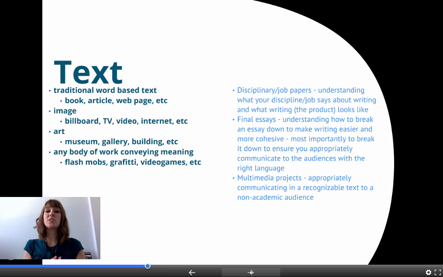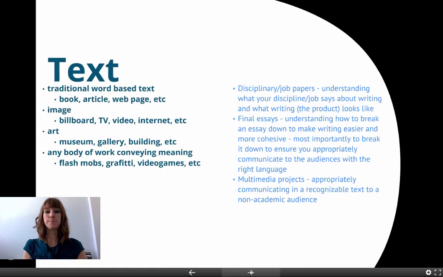So for papers, we want to understand what our writing says and what the writing looks like, because both of those influence how the text is perceived and how the text is understood and how the text argues for our message. Final essays, again, how can we break down the essay into more manageable pieces by understanding all of these different textual elements? And for multimedia projects, how do we appropriately communicate in a recognizable text to our non-academic audience or even to an academic audience? How do we make these particular choices, and what do our choices say about what we're trying to communicate?